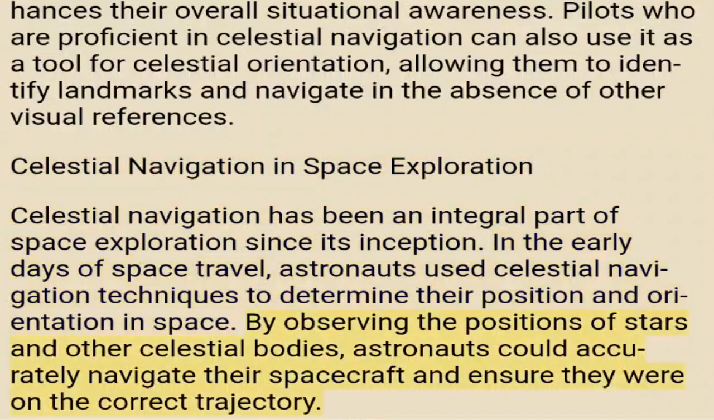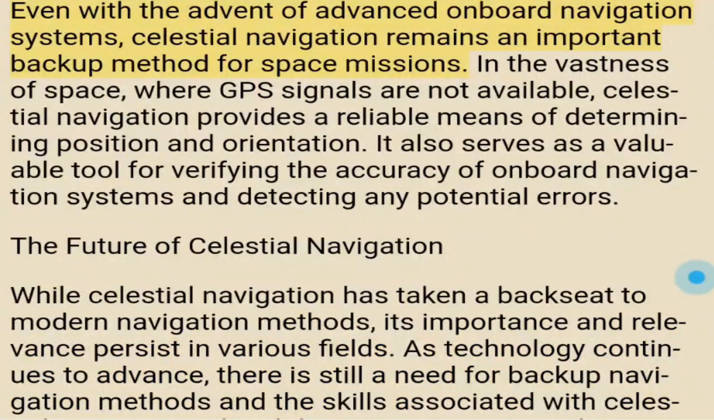By observing the positions of stars and other celestial bodies, astronauts could accurately navigate their spacecraft and ensure they were on the correct trajectory. Even with the advent of advanced onboard navigation systems, celestial navigation remains an important backup method for space missions. In the vastness of space, where GPS signals are not available, celestial navigation provides a reliable means of determining position and orientation. It also serves as a valuable tool for verifying the accuracy of onboard navigation systems and detecting any potential errors.